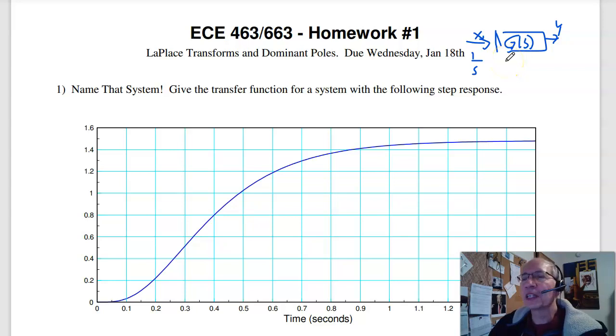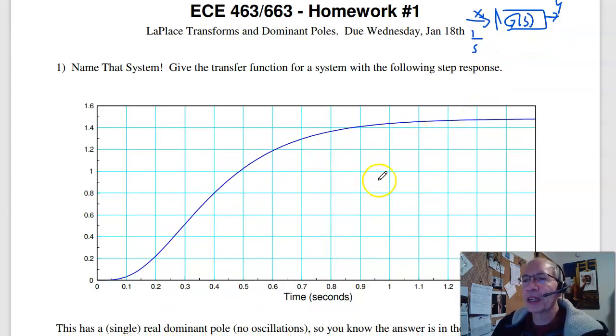This is the idea of a dominant pole. G of s could have a bunch of poles. One of them really dominates the response. If that pole is real, I could approximate this as a first-order system, a over s plus b. So I need to pull two pieces of information off this graph.